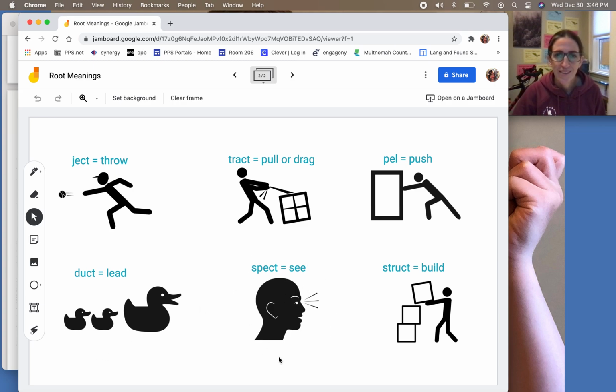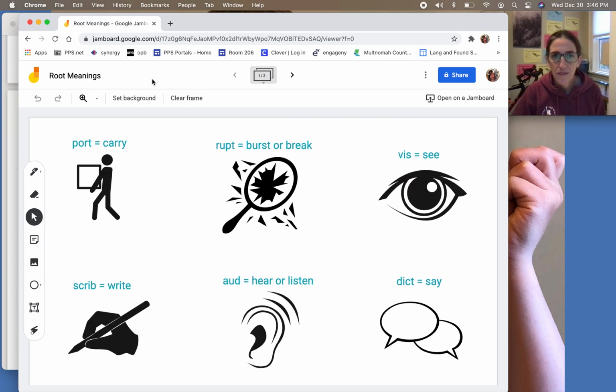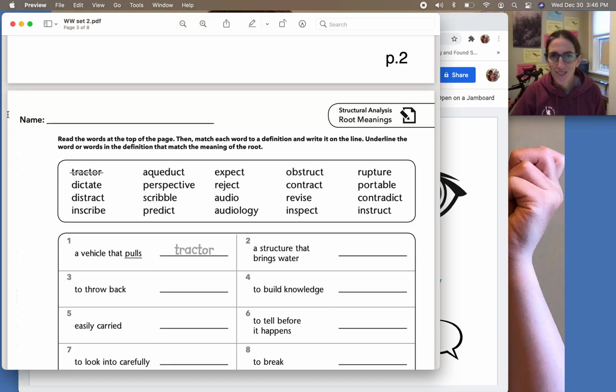Spect is to see, and I always think of Luna Lovegood and Spectrespecs. Those were little glasses that Luna Lovegood wore in Harry Potter. Struct means to build, like construction, a construction site. So those are the 12 roots that you'll need to know.